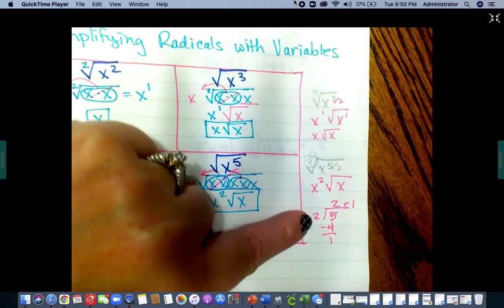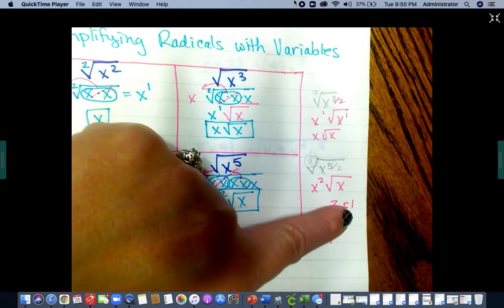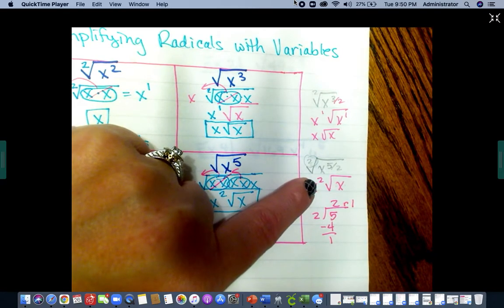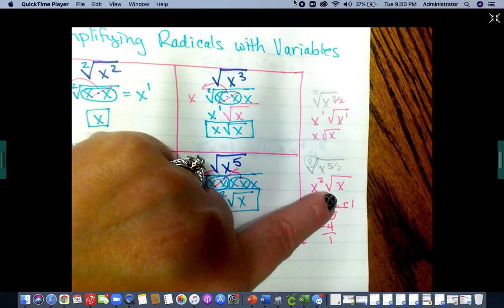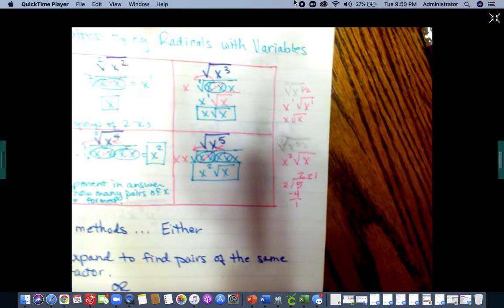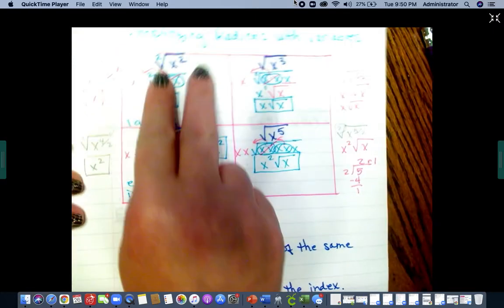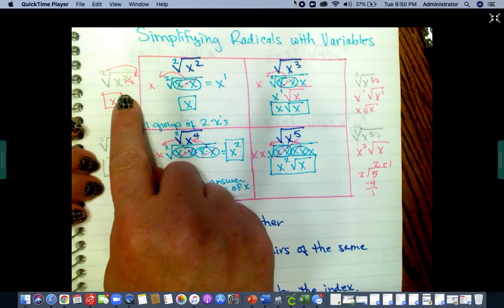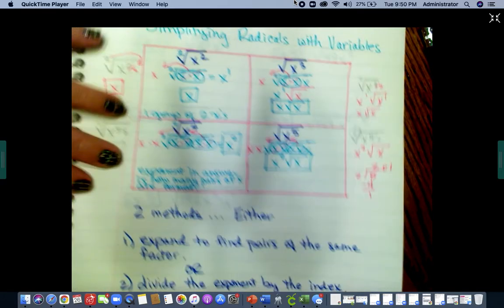So 2 goes into 5 2 times with 1 left over. So the whole number of times it goes in is my exponent on the outside. If I have a remainder, that's how many I have on the inside. So those are two different methods to show you what's going on. We can either expand it and form pairs, or we can divide by the index of 2.